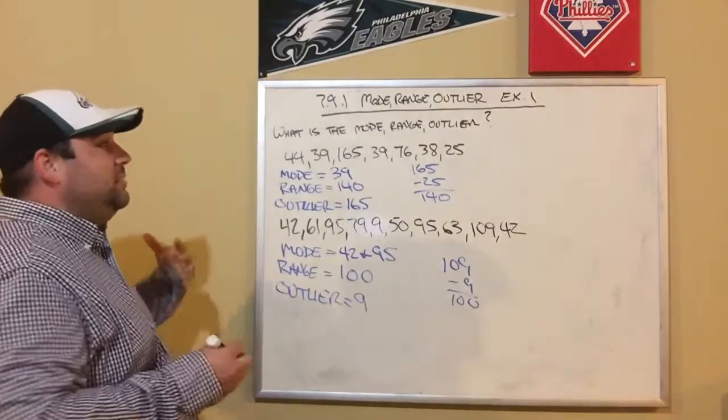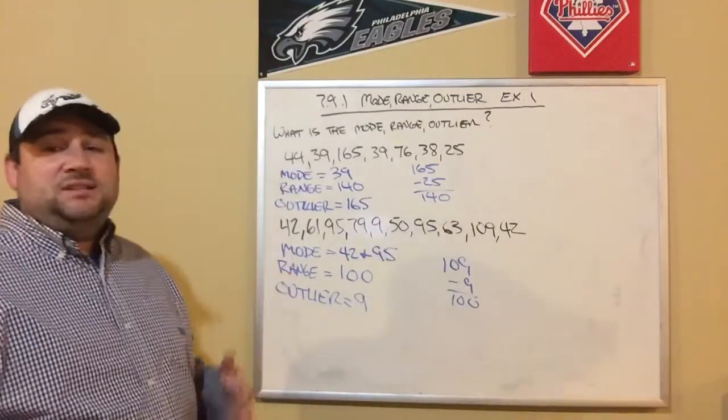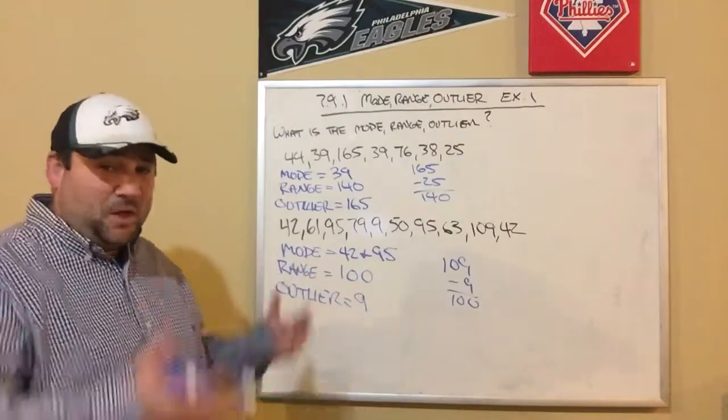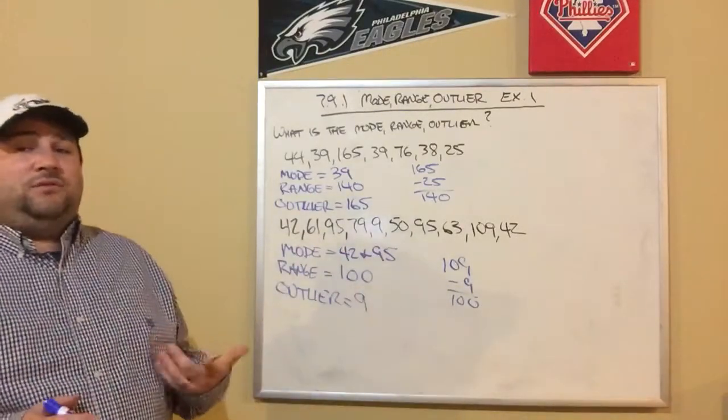All right, so that's talking about mode, range, and outlier. Again, mode is the number that appears the most. The range is the largest data item minus the smallest data item. And the outlier is just a number that's way too big or way too small for the data.